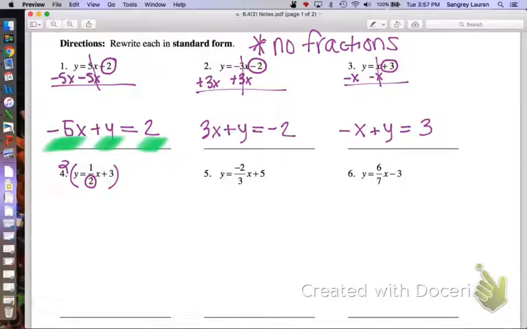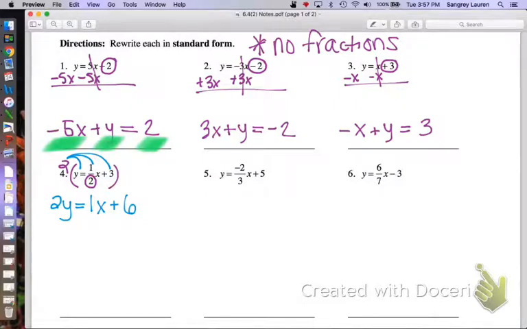Now what comes next is the distributive property. So this 2 has to distribute to every single term. It's going to distribute to the y, so 2 times y is 2y. It's going to distribute to the 1/2, so 2 times 1/2 is just 1, so 1x. 2 times 3 is 6. So by doing this, we've cleared out the fraction, and the fraction is gone.